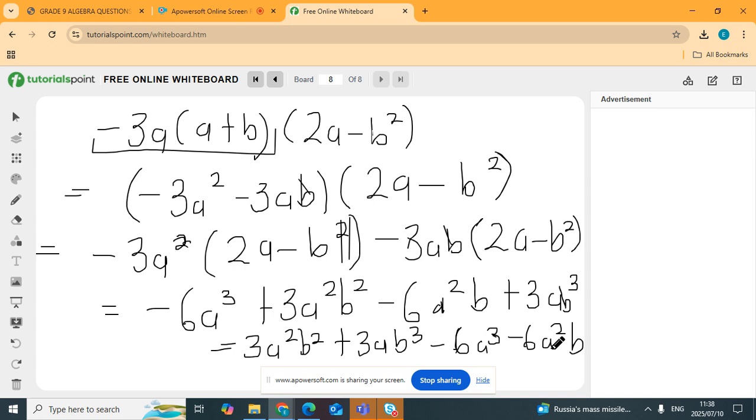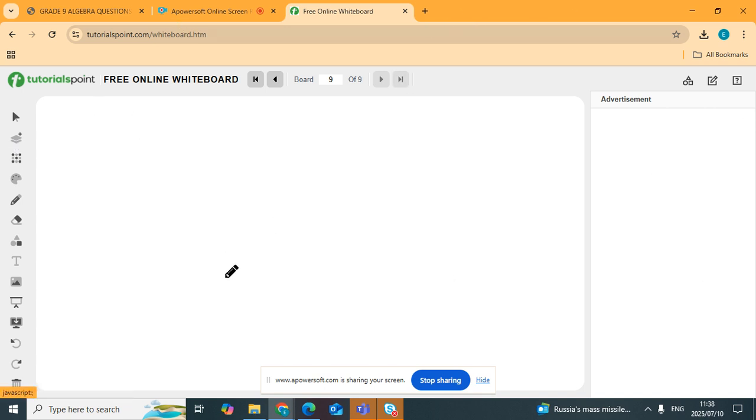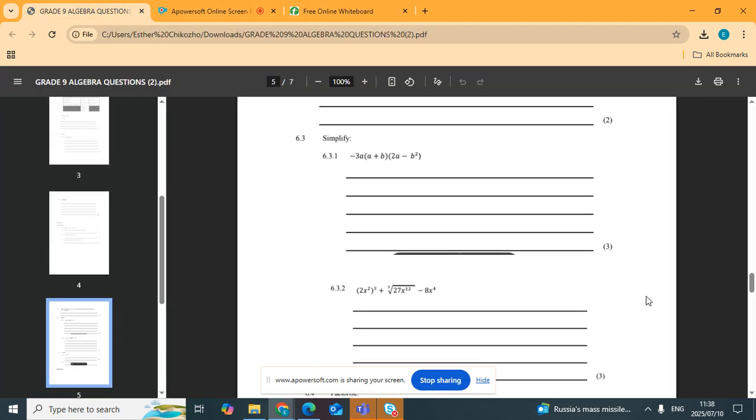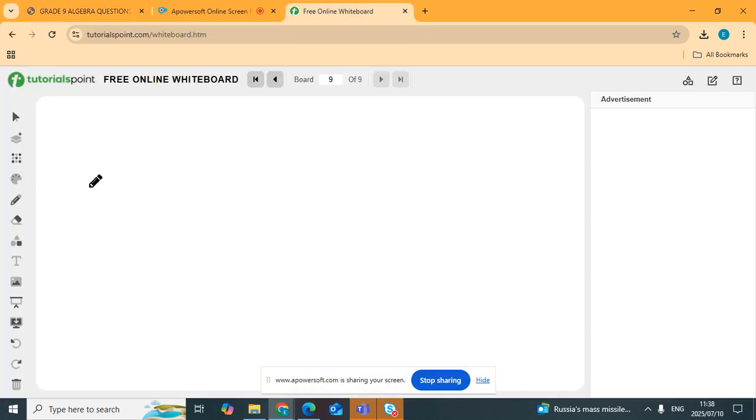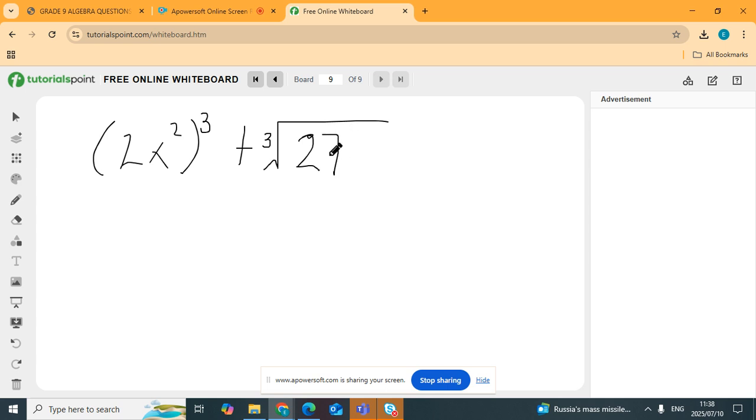Okay, now let us go on to the next question, 6.3.2. So here's 6.3.2. So we have got 2x squared raised to the power of 3. And then we say plus the cube root of 27x to the power of 12 minus 8x to the power of 4.